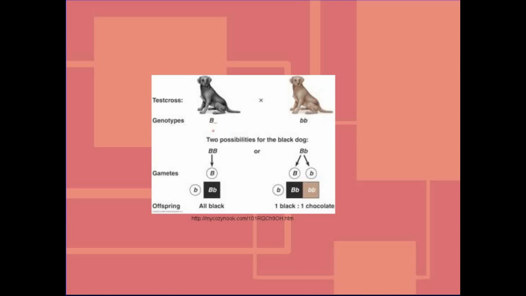Here we have again an unknown dominant, and it is crossed with a recessive. If the unknown dominant ends up being homozygous dominant, then all of the offspring will be black. If the unknown dominant ends up being heterozygous, then half of the offspring will be black and half of the offspring will be chocolate.